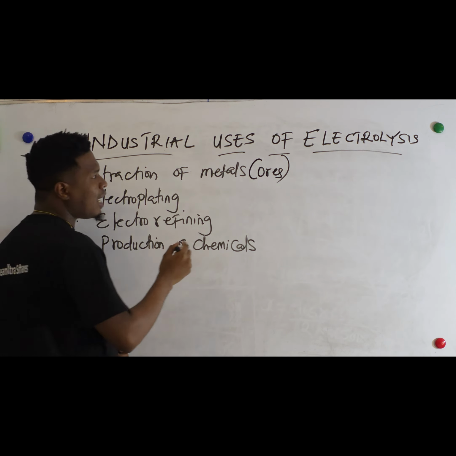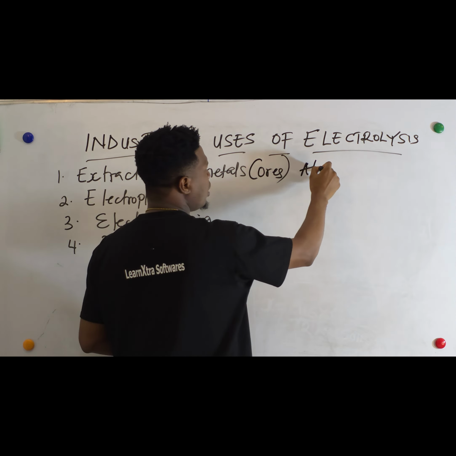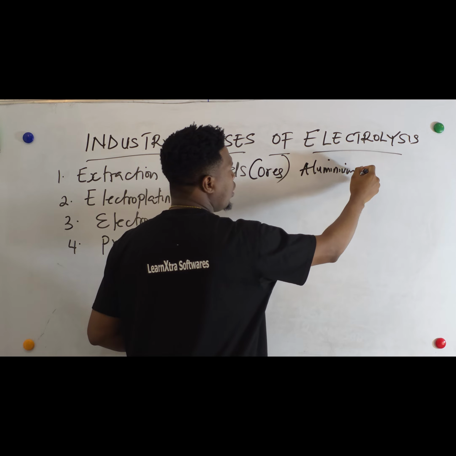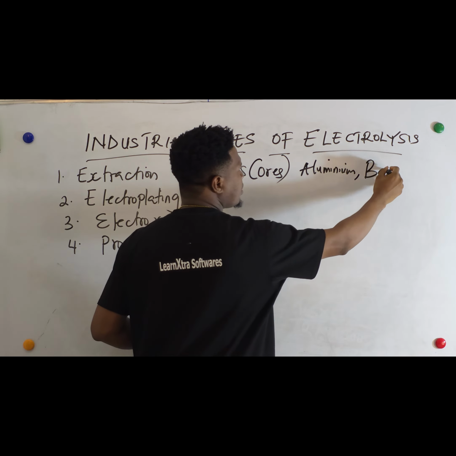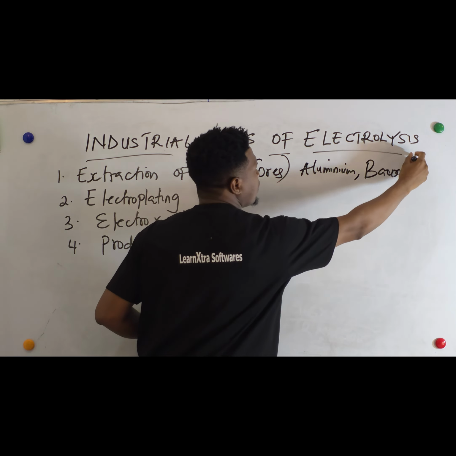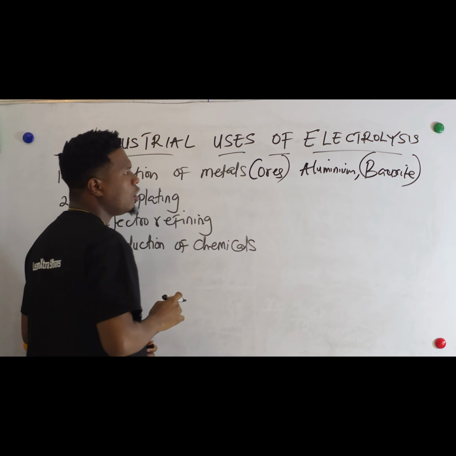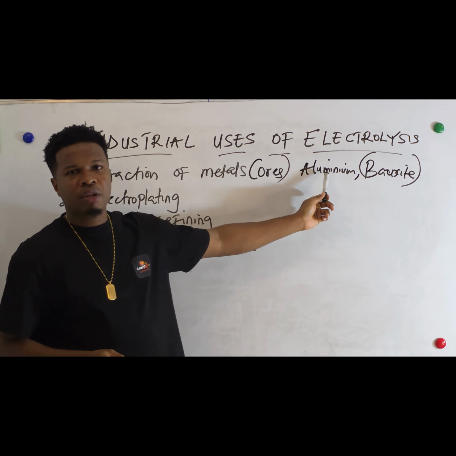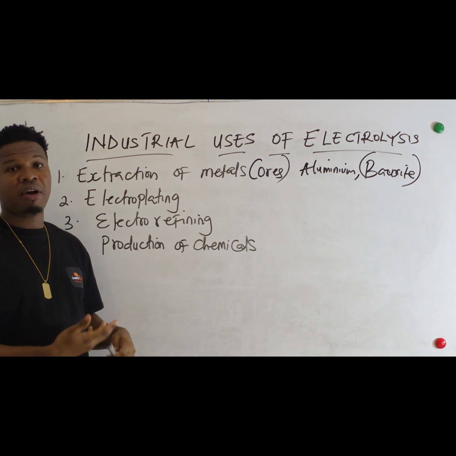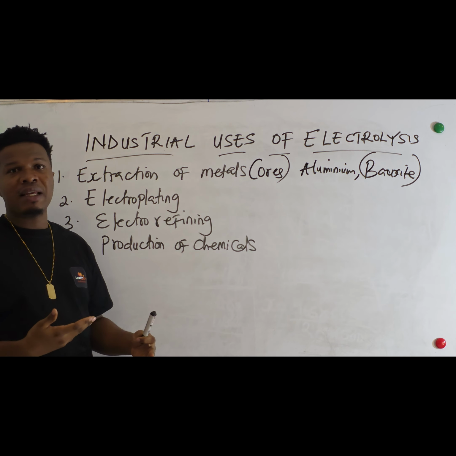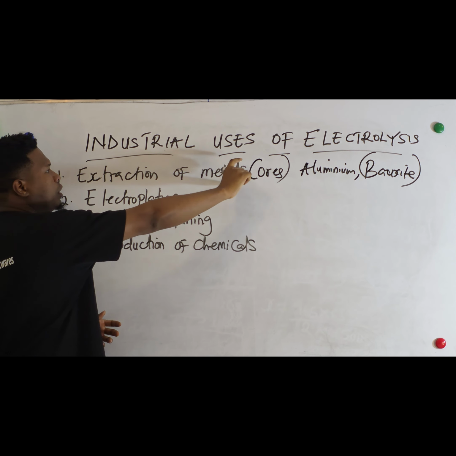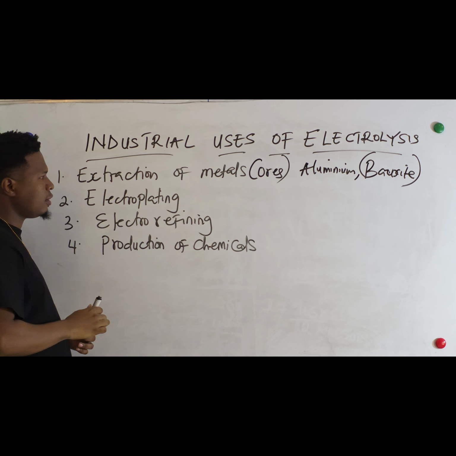An example is aluminium. We extract aluminium from the ore, which is what? Bauxite. This is the ore of aluminium. So we extract it from this ore through electrolysis to get pure aluminium, which you can further refine with more techniques that will make it pure. But the method of extracting aluminium from its ore is by electrolysis.